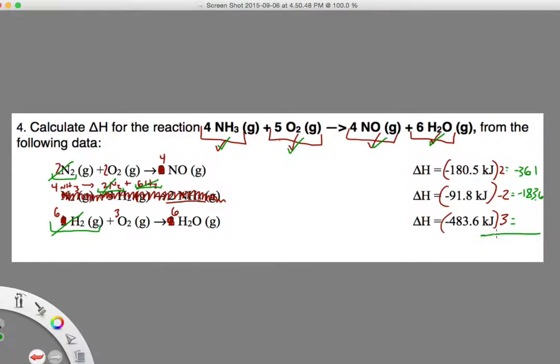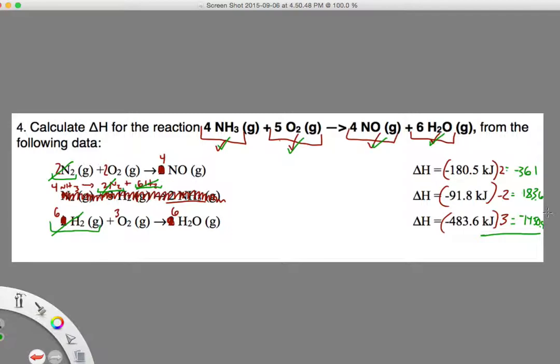Okay, oh, this is going to be a positive value. My bad, because this is a negative times a negative. I should have spotted that. Okay. The last one is going to be a negative 1450.8.